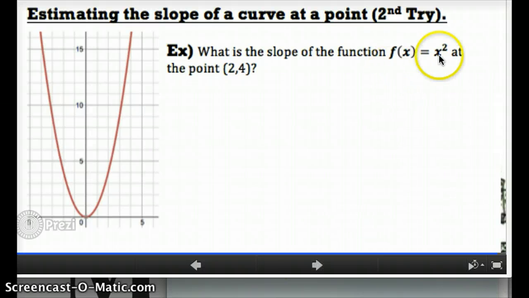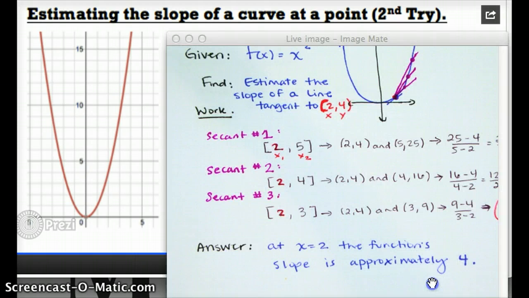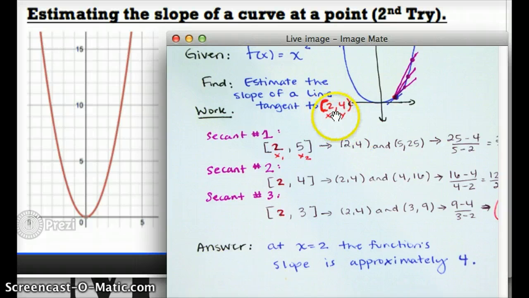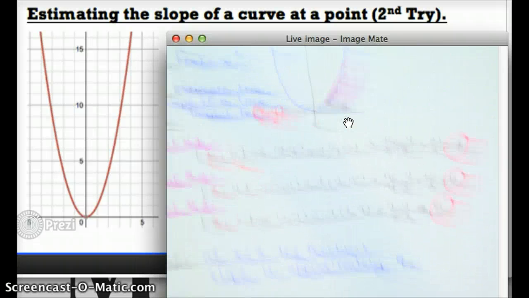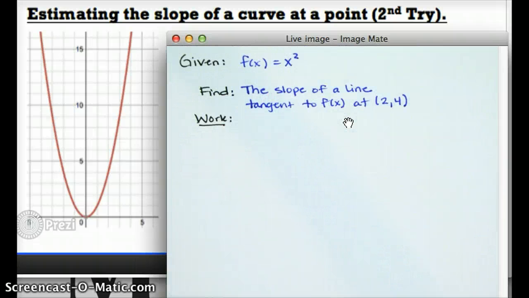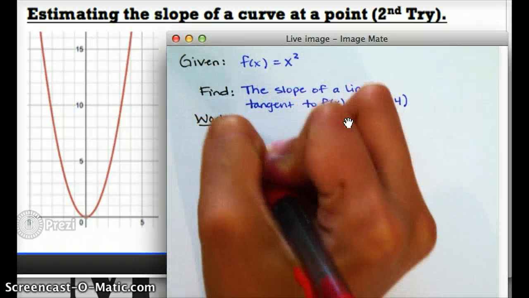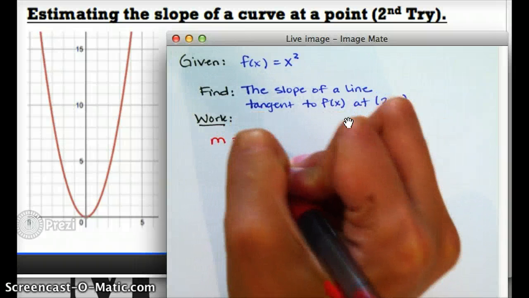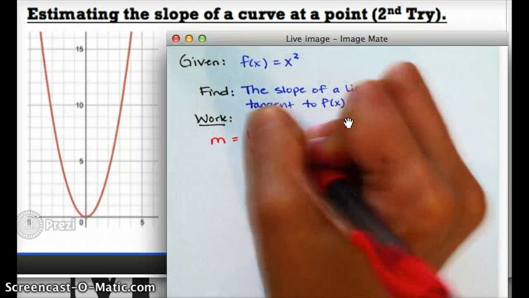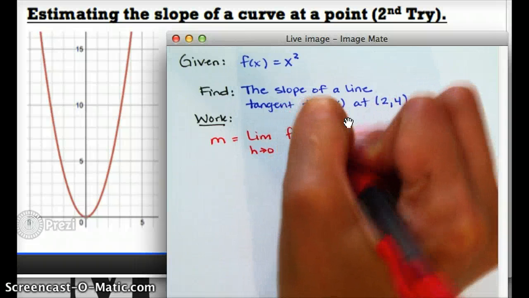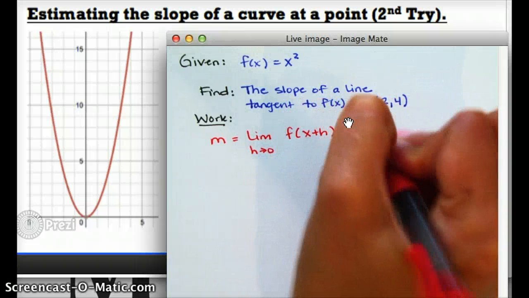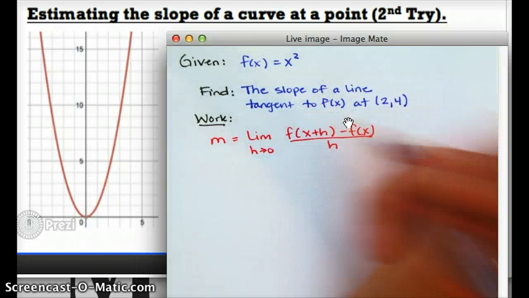If you remember, we were looking at this function, and we had just estimated the slope that would be tangent to the point 2, 4. Well, instead of estimating, we came up with an estimate of 4. We can now calculate it precisely. The definition that you just saw said that the slope of a tangent line is equal to the limit as h approaches 0 of the difference quotient, and that's f of x plus h minus f of x over h.